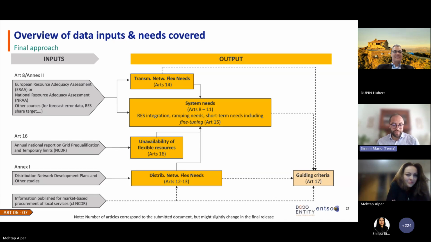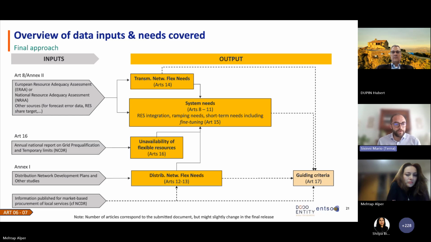So let's go a bit more into the details of the methodology. I hope you had the chance to read it, with many articles and many complex steps to be implemented. Here the scope is to provide an overview of the methodology and how the TSOs and DSOs will implement it during the national implementation phase. You see here the list of inputs and the outputs, with all the possible interactions between them. An important element that was already mentioned is that this is a joint methodology between the EU DSO entity and ENTSO-E, not only because it was developed together, but also because there are interactions between the various types of needs.